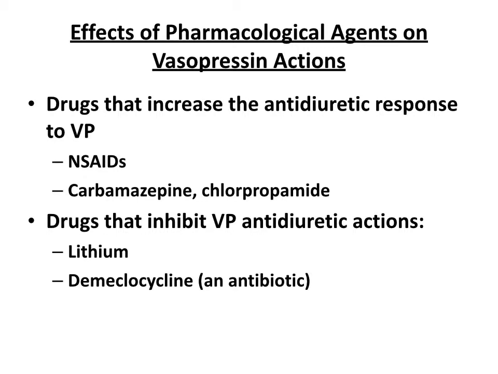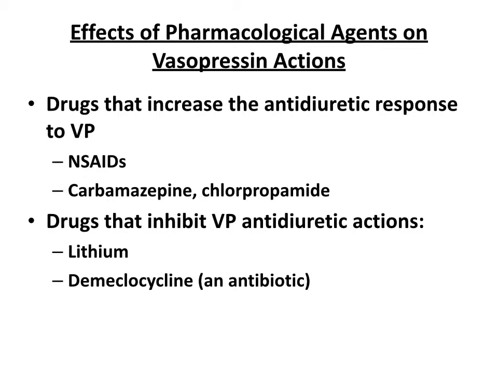Okay, so in terms of pharmacological agents on vasopressin actions, there are some you should be aware of. Drugs that increase the antidiuretic response to vasopressin include NSAIDs, non-steroidal anti-inflammatory agents. Also carbamazepine and chlorpropamide can. So what do you guys know about NSAIDs? Much? You covered them? A little bit. Mostly they're clinical. You know what they do though? They can alter kidney function quite a bit, right? So you need to be aware of that.